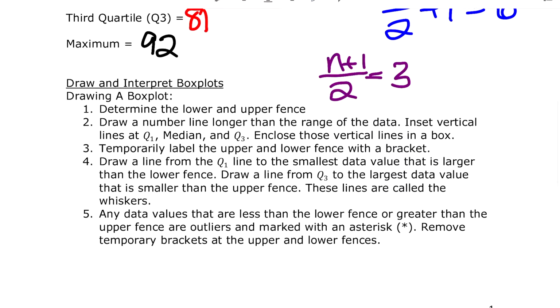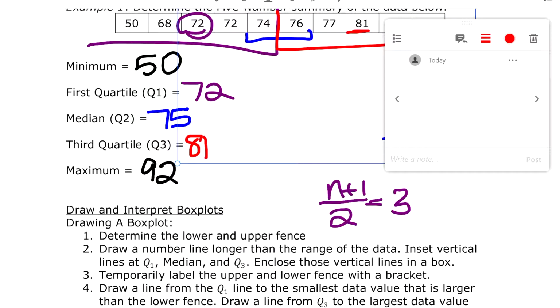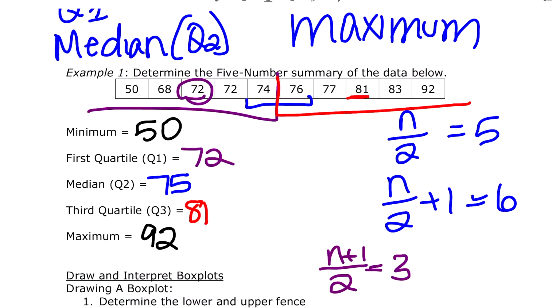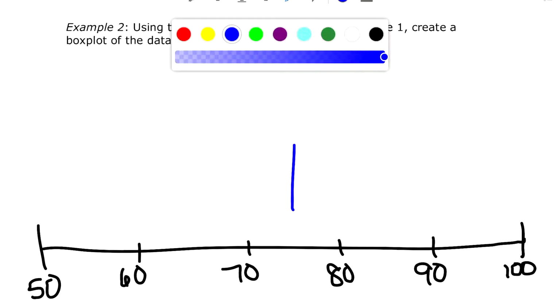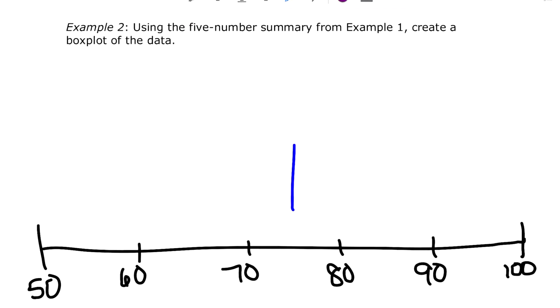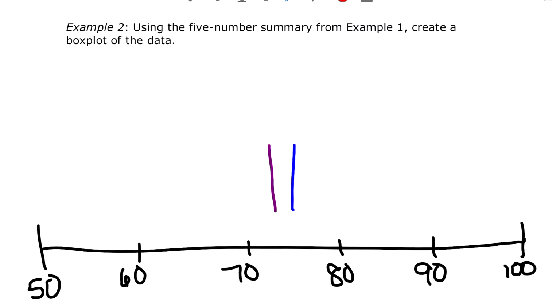Okay. So now I'm going to do the same thing for my Q1 and my Q3. So my Q1 was 72 and my Q3 was 81. So 72 is going to be about here. We want these to be about the same size. They should also be straight. Oops. And then my Q3 was 81, so that's going to be over here.